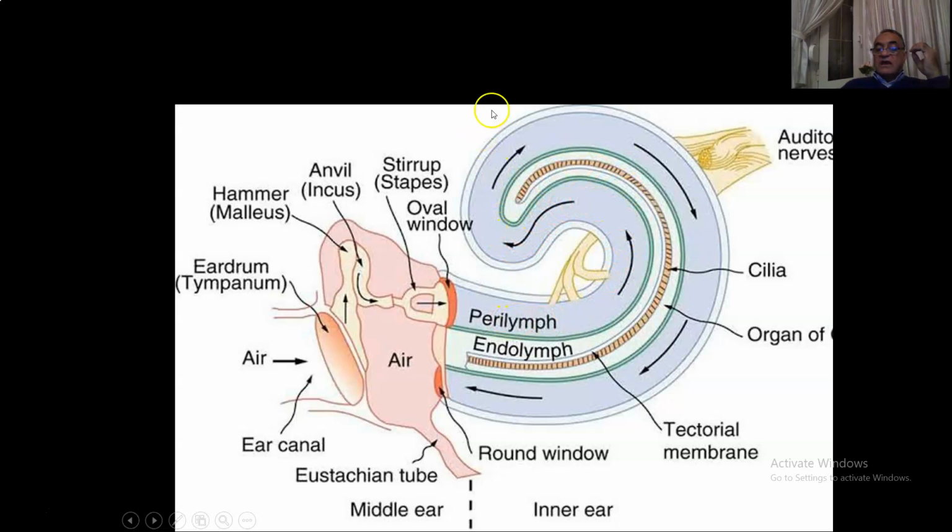vestibuli and to the scala tympani, and this is surrounding the scala media containing the endolymph. In between the scala tympani and the endolymph carrying the tectorial membrane is something called the basilar membrane, as we will see. And then the organ of Corti is here, and there is another membrane on the organ of Corti, which is called the tectorial membrane. We'll try to explain it several times so that you will understand it.